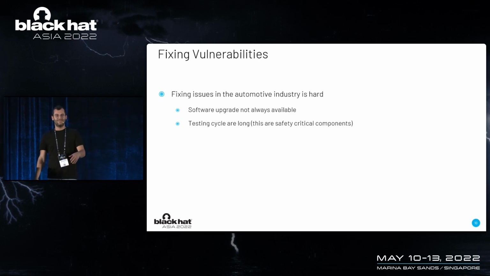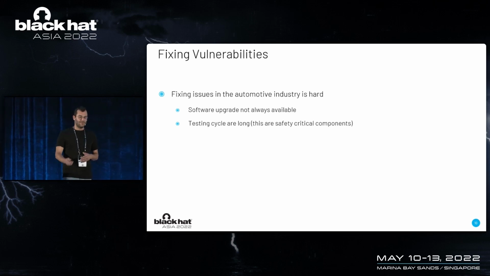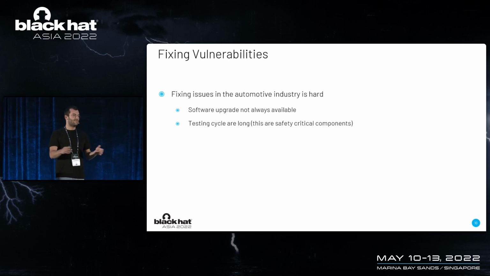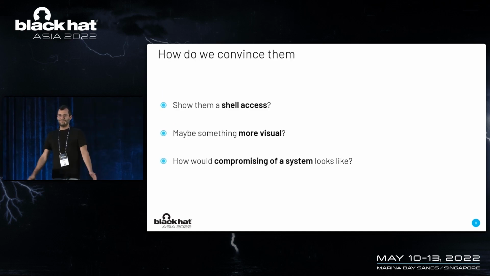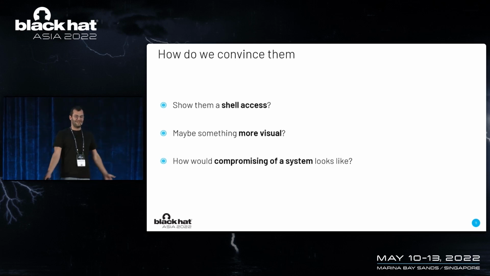Something to note before we continue is that fixing issues and vulnerabilities in the automotive industry is pretty hard, because a software upgrade is not always available for all types of devices in the car. And since these are safety critical devices, the testing cycles are pretty long. You can't patch these devices every week; you do it only if it's really needed. So there is a really serious issue and they're not convinced. We need to somehow explain it to them.